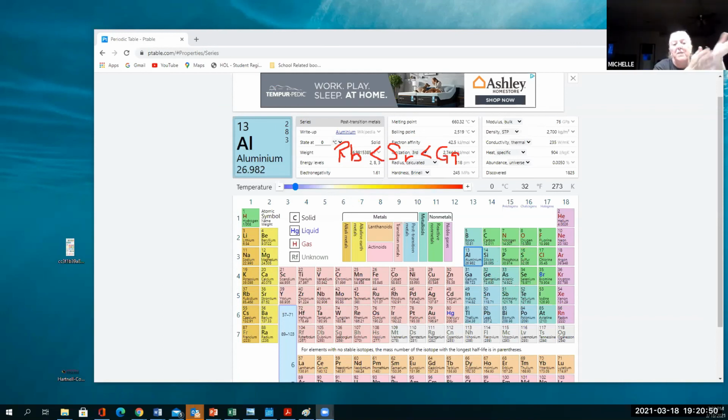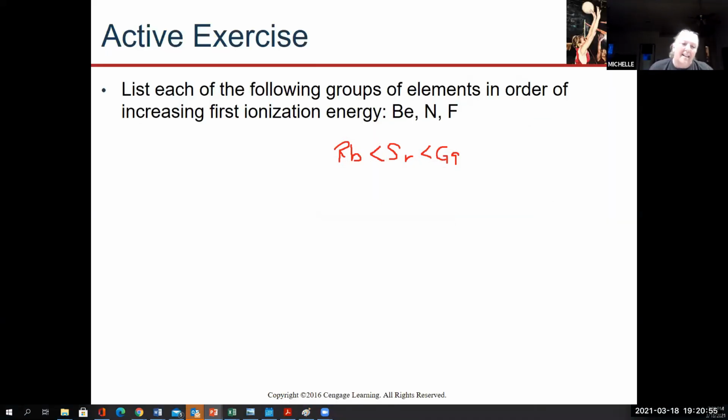That's true. Let's move on. We had to find those. Those aren't the normal ones that we already have memorized as to where they are.